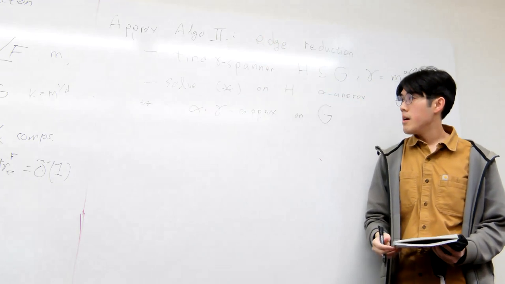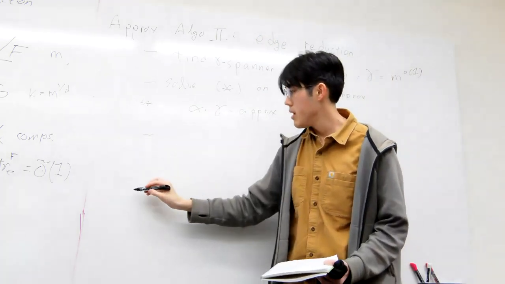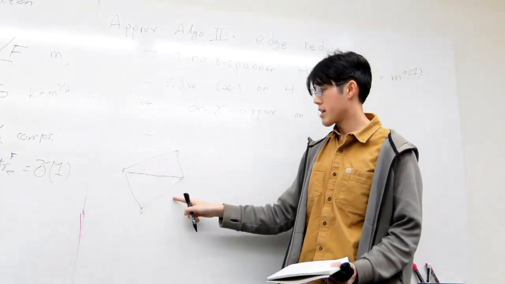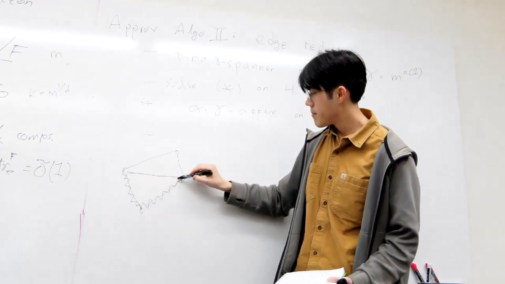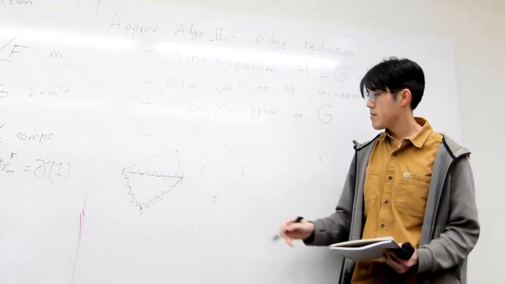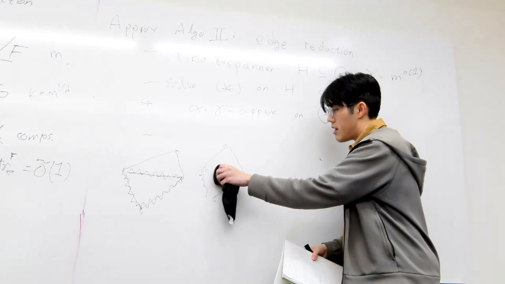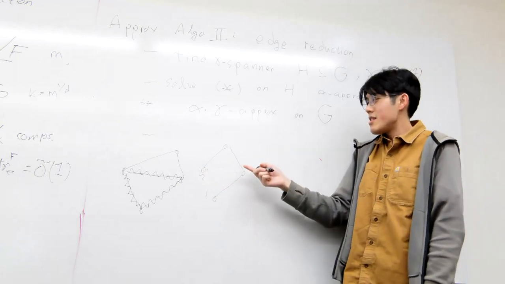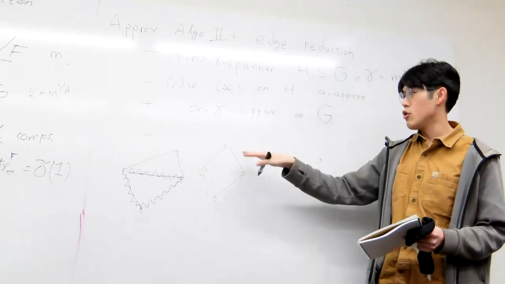But it's actually not true, because in H some edges are removed. For example, suppose I have some graph that looks like this, and the true optimal solution is this triangle. But what if our spanner looks like this? Then these two edges do not appear in this spanner, and even more, in this spanner there are no cycles in it, so it just outputs zero as the solution. So what should we do to compensate for this situation?